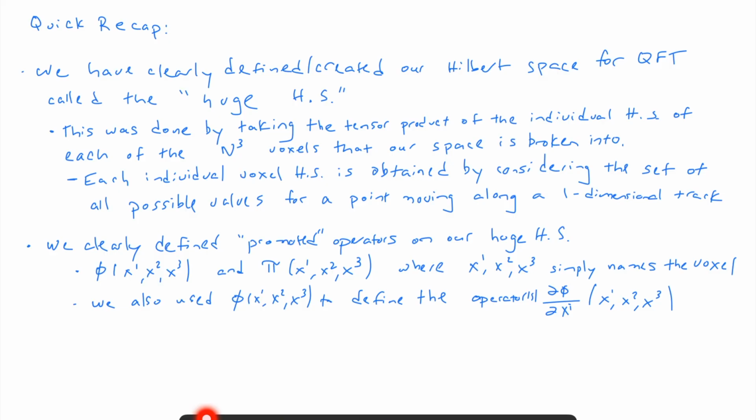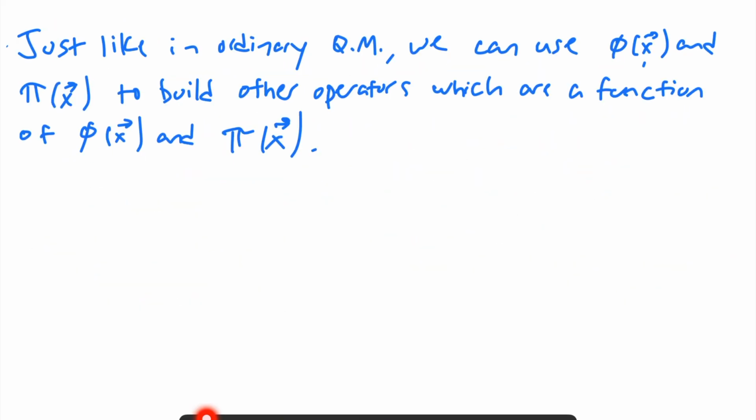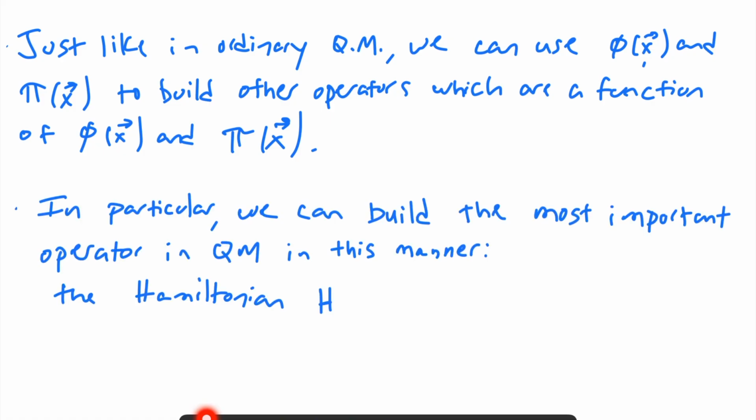The next big thing in any quantum mechanical system is now to talk about the Hamiltonian. Now, the Hamiltonian is just another operator. And if you remember, just like in ordinary quantum mechanics, we can use the phi and the pi operators to build other operators, which are a function of phi and pi, just the way we used x and p operators in regular quantum mechanics and built other operators out of x and p. Same thing. X and p or phi and pi are very well defined. So any operator which is built out of that will also be well defined. In particular, we're going to build, as I mentioned, the most important operator in quantum mechanics, and that's the Hamiltonian operator H.